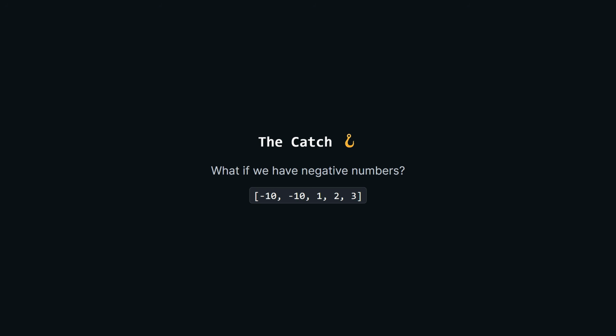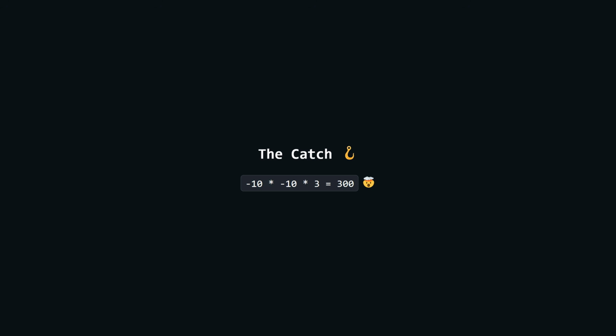Let's look at this new list. If we just stick to our original idea and take the three biggest numbers at the very end, 1 times 2 times 3 only gets us 6. But remember your basic math rules. When you multiply a negative by a negative, it turns into a positive. So negative 10 times negative 10 is a huge positive 100. If we take that huge positive 100 and multiply it by the single biggest positive number, we get 300. That is way bigger than 6.